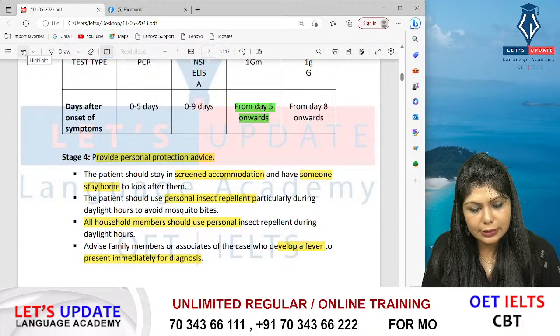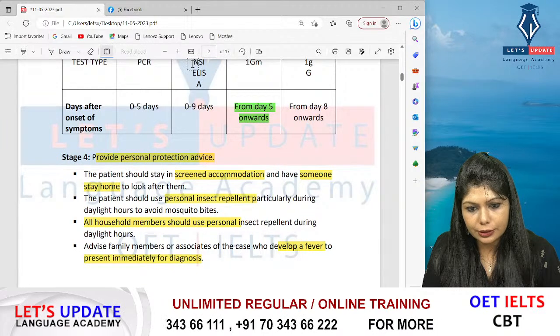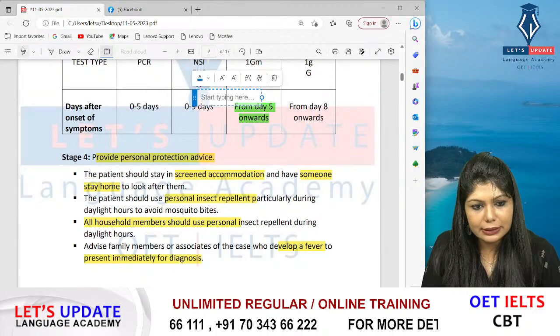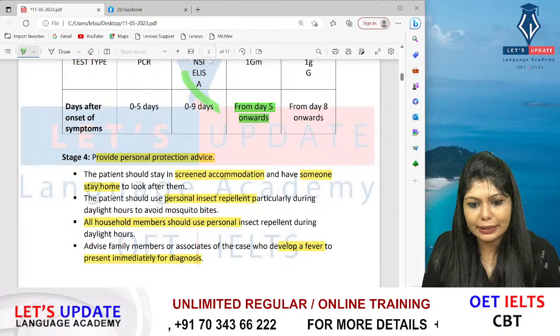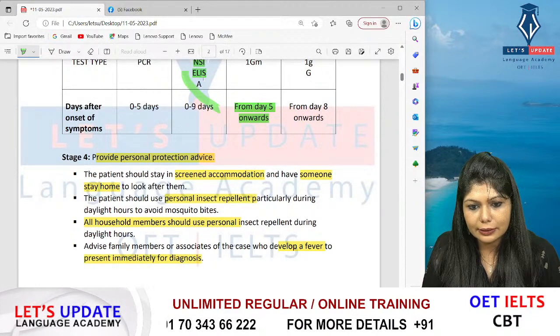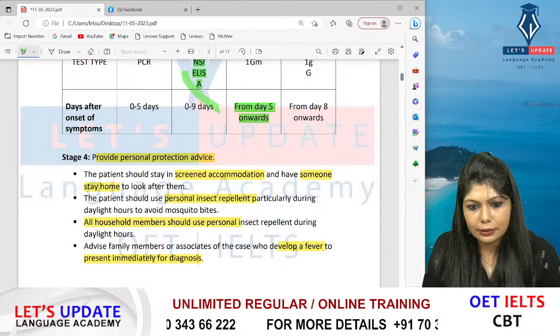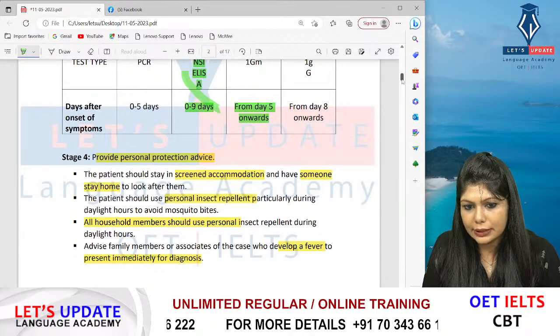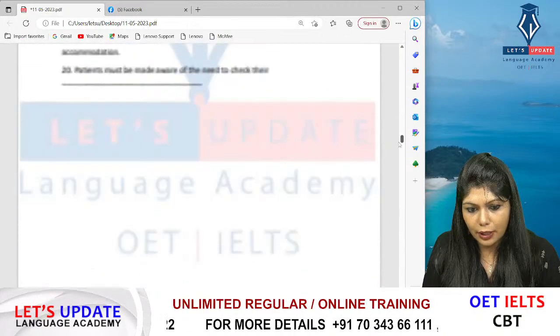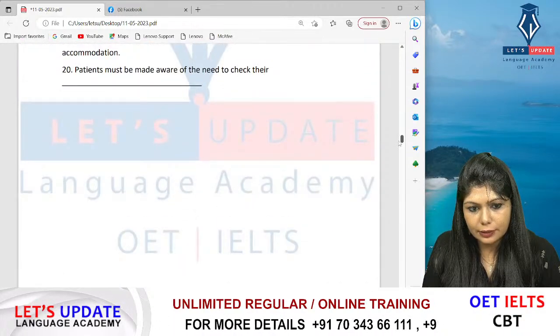So I'll just highlight that information because they have written that it's within 0 to 9 days, right? 0 to 9. That is why. Moving on to the next question.